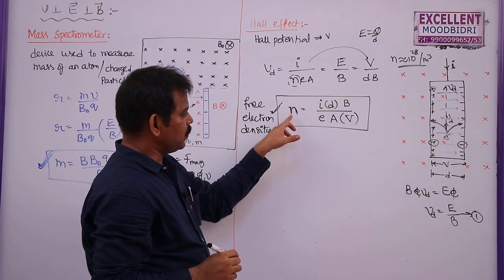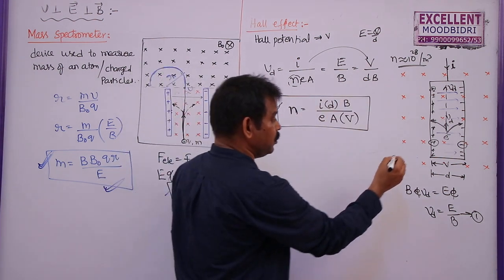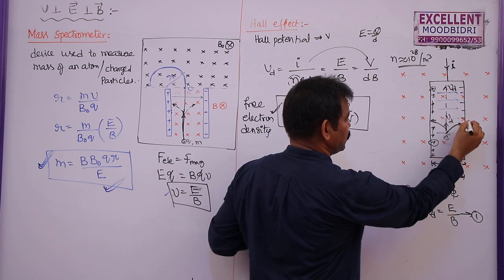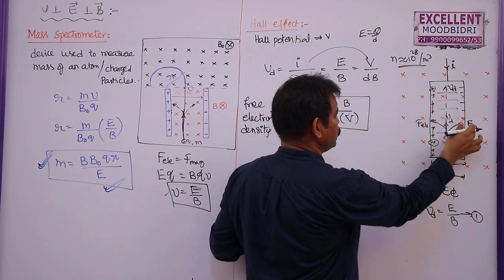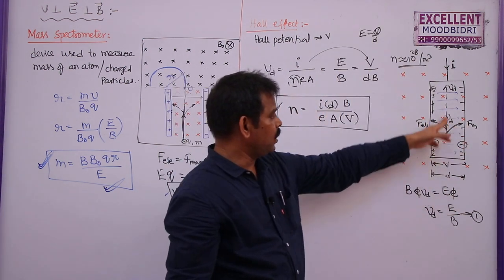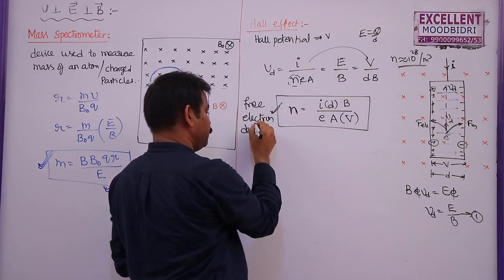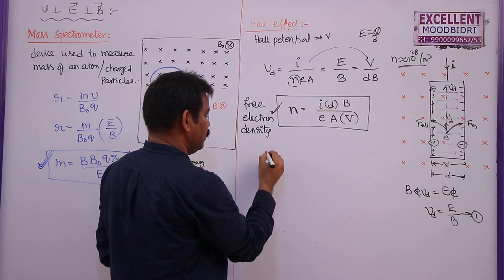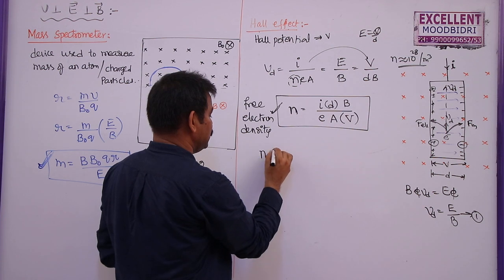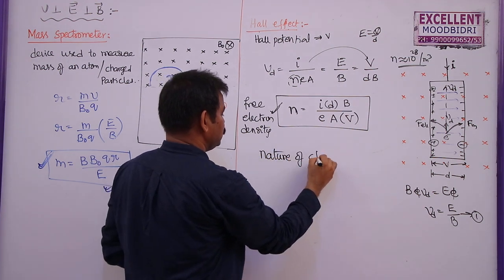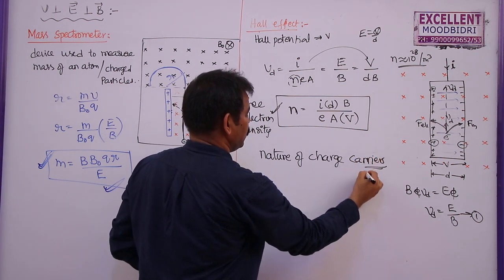So once you find this one, we can find whether positive charge is moving in this direction or negative charge is moving in this direction. If it is a negative charge, then it will experience magnetic force in this direction, electric force in this direction. When these two are equal, it would have traveled along this path with the drift velocity Vd. So the Hall effect is used to find the free electron density in a metallic conductor, and also the nature of the charge carriers, that is whether they are positive or negative.